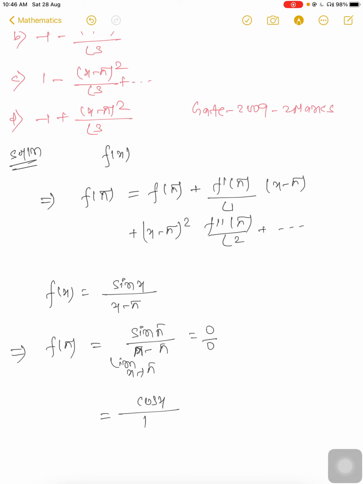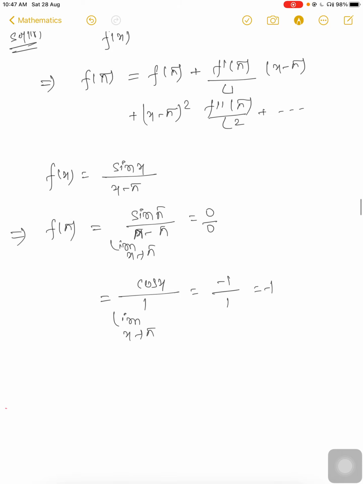It will be cos x upon 1. Then put limit x tends to pi. Cos pi is equal to minus 1 upon 1. It will be minus 1. Okay, and now differentiate it.